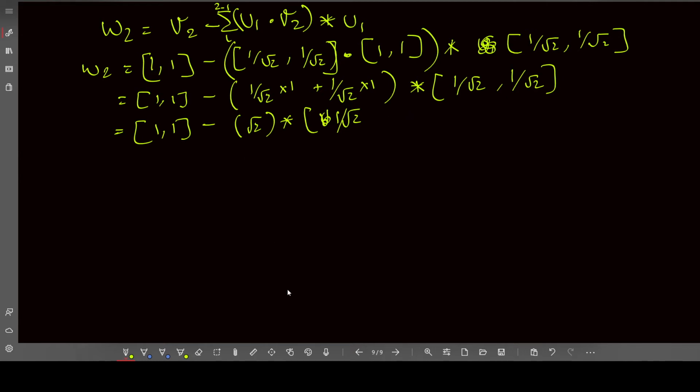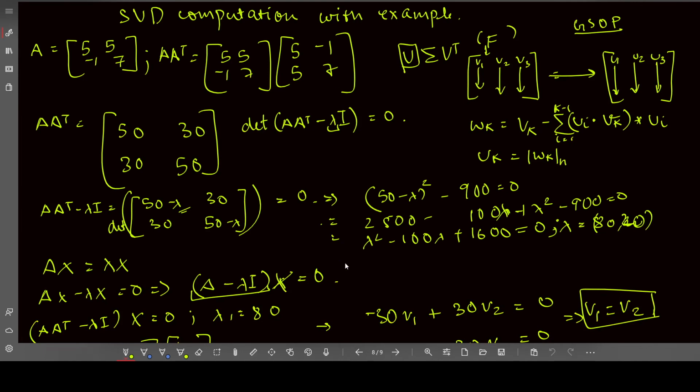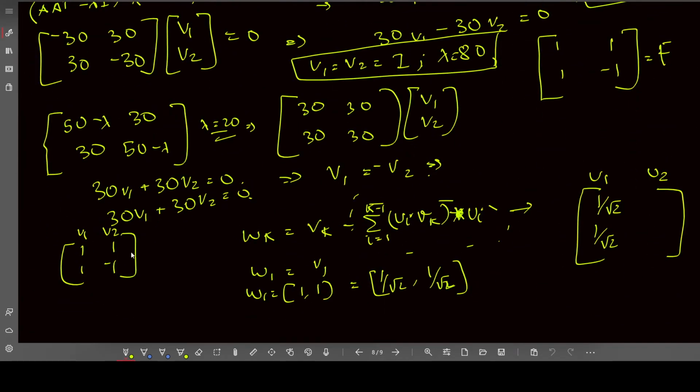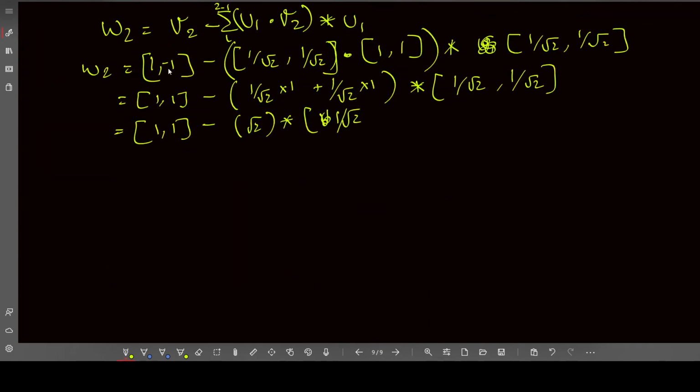okay, I think I made a mistake. Yeah, so V2 is minus 1. It's not 1. V2 over here is minus 1. So I need to change this to minus 1 everywhere, and even this to minus 1. Okay, this is minus 1, which means that this will be subtraction. So that doesn't give us root 2, that actually gives us 0.